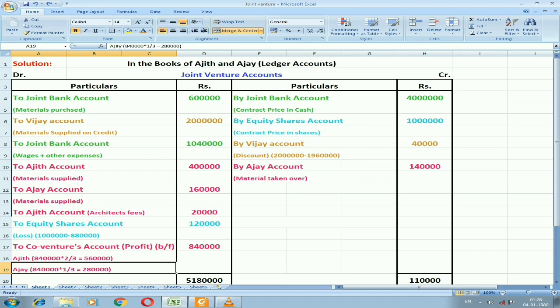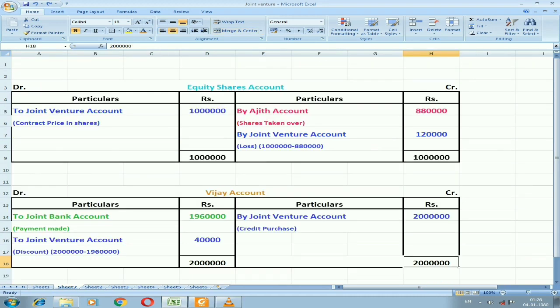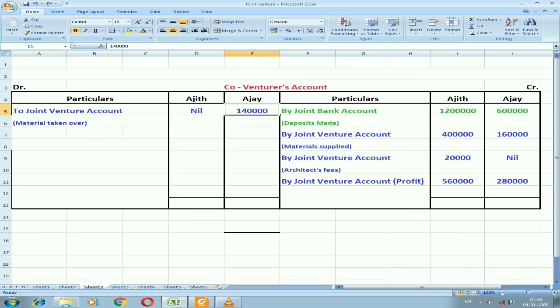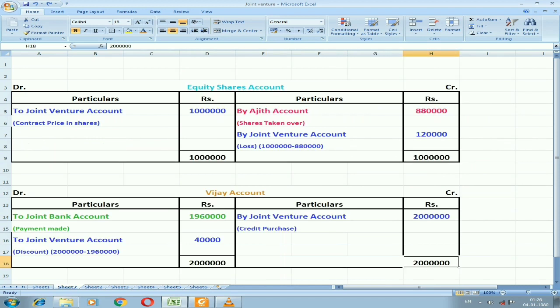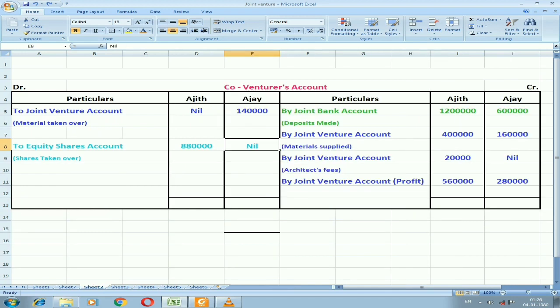Let us move on to the other accounts. Let us check whether we have any entries related to co-venture on the other two accounts, that is equity shares. On the equity shares, on the credit side, we have one co-venture entry, that is by Ajit account 8,80,000 shares taken over. So that is supposed to be taken on the debit side to equity share account in the Ajit column 8,80,000. Apart from that, we don't have any entries related to co-venture under equity shares, as well as under Vijay account.